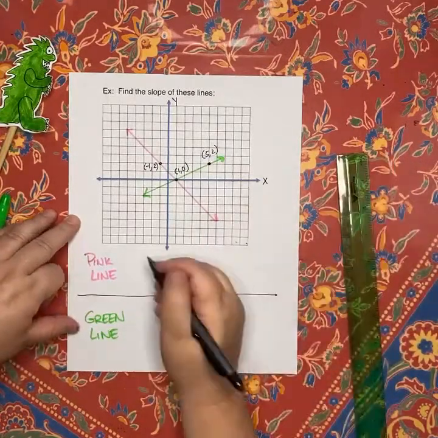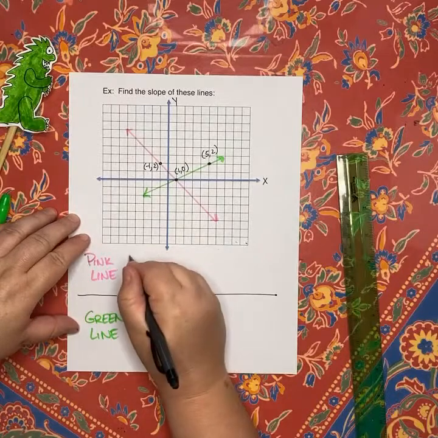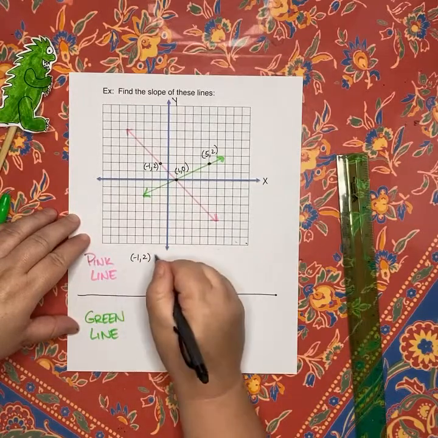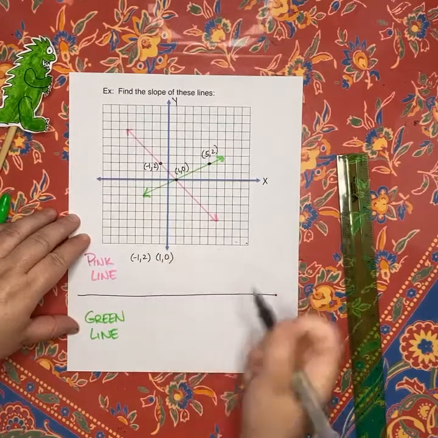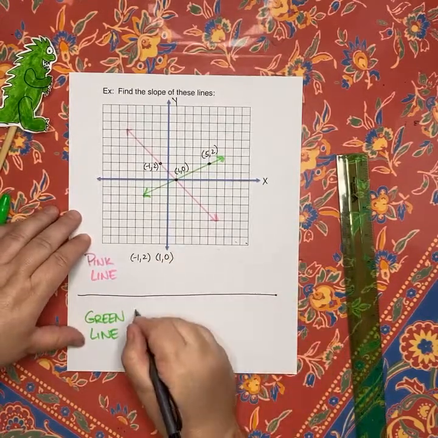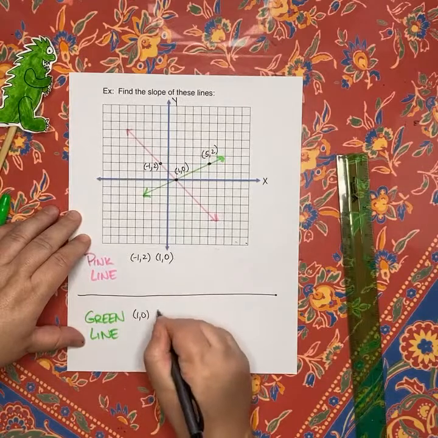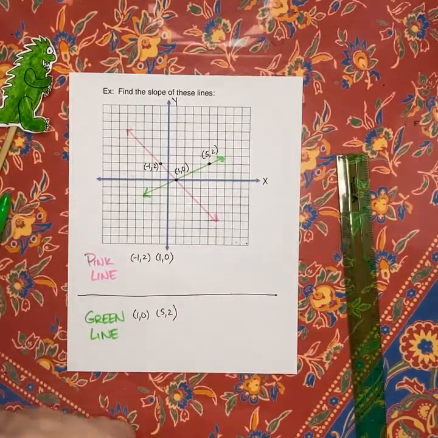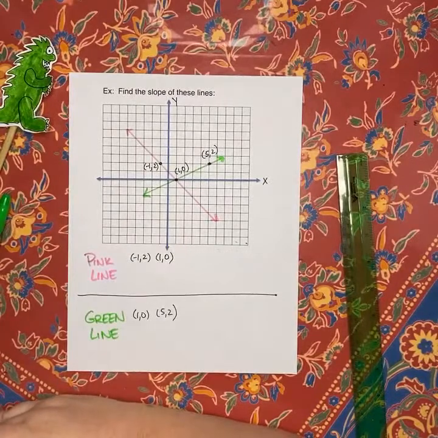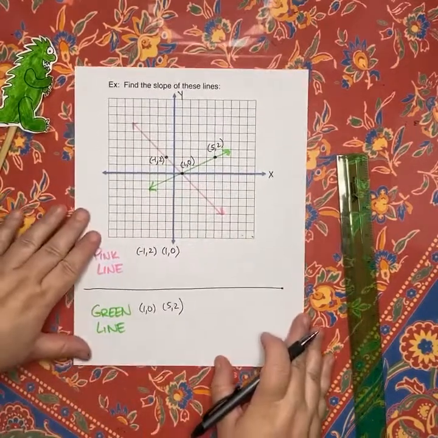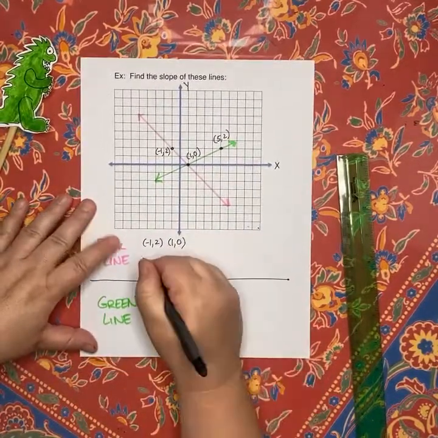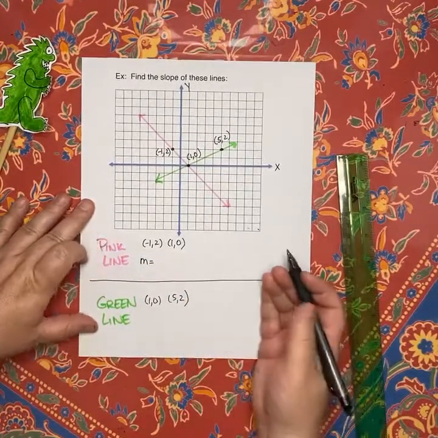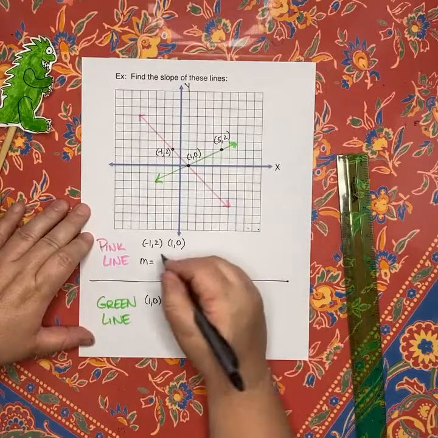So the pink line passes through the points -1, 2, and 1, 0. And the green line passes through 1, 0, and 5, 2. So here's the thing. You've got two options. The first option is to use the formula. And I'll remind you of the formula. Hopefully you've seen this before. If not, if this is the first time, then this is the formula.